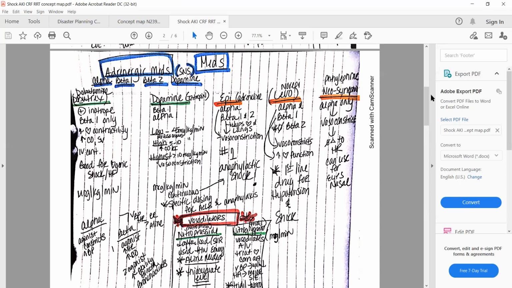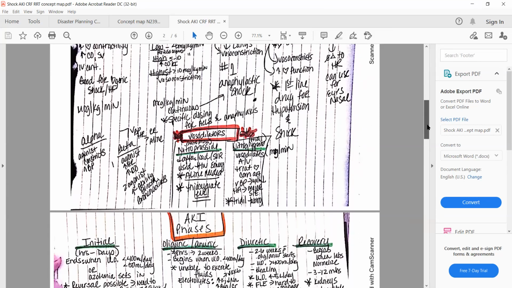Neosynephrine works beautifully. We use it a lot in our younger patients because it only works on alpha. So it's only going to vasoconstrict. It does nothing for the lungs and nothing for the heart rate. But for somebody that's extremely tachycardic, this drug might work well. We have a lot of young patients in the ICU, and this drug works really, really well. So that's just a review of alpha and beta.